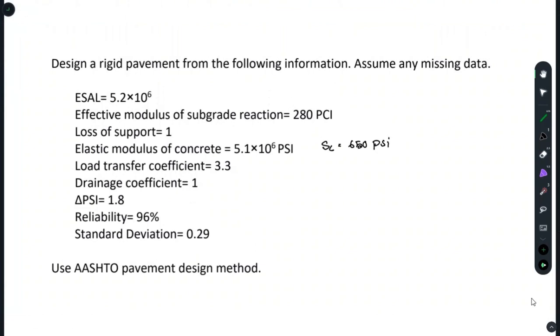Now we will solve our first problem on rigid pavement design using the AASHTO method of pavement design. This math is 100% using charts, considering all the parameters. So when you are designing a rigid pavement, you need traffic consideration.